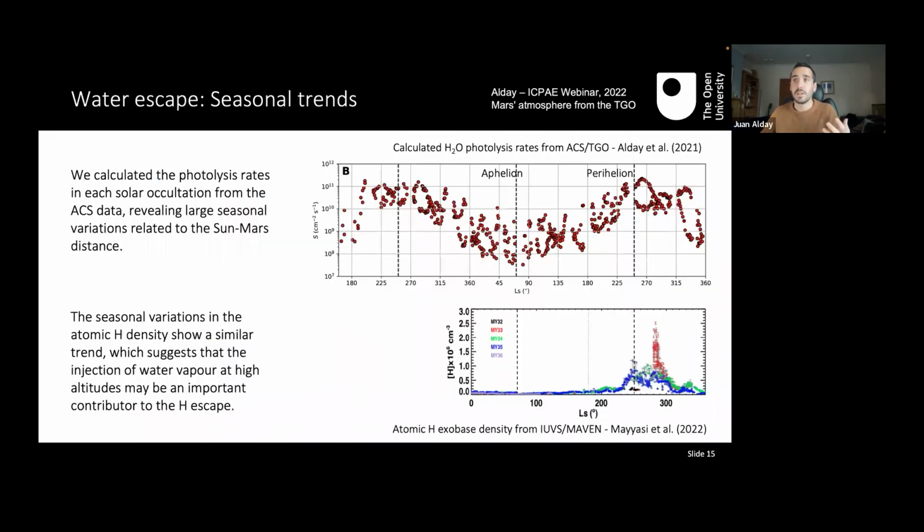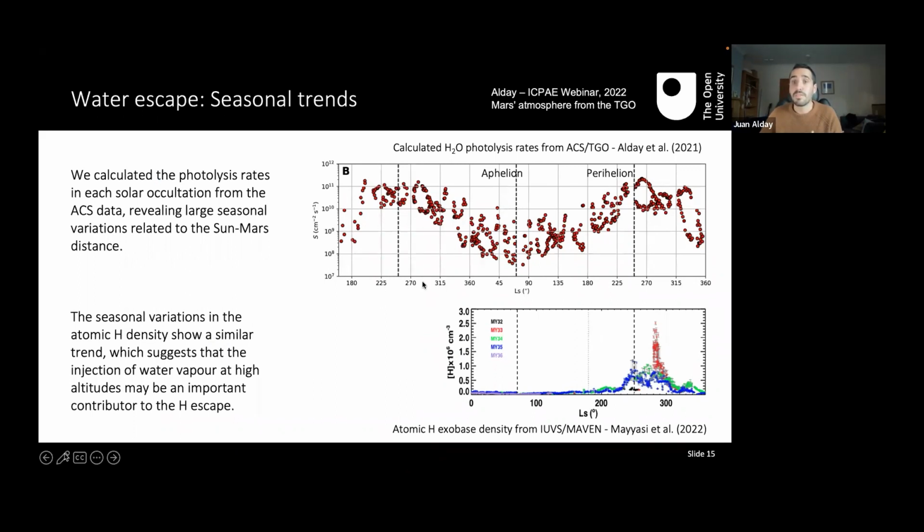And now that we know about the vertical structure, can we say something about the escape of water to space? Well, one thing that we can do is to couple our TGO measurements with the photochemical model, and we can calculate the photolysis rates for water vapor in order to estimate the amount of atomic hydrogen that is produced in the atmosphere. That is something that we did, for the different seasons and for all the observations.